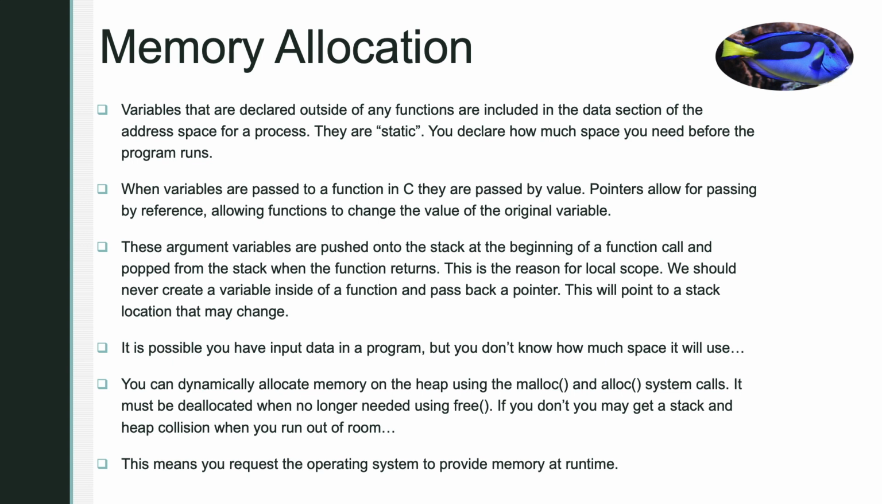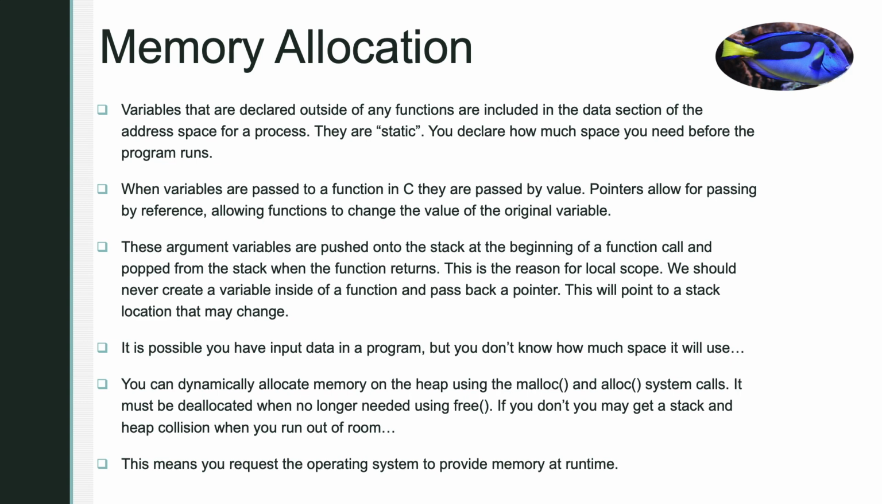As I just mentioned, we have the idea of memory allocation. When variables are passed to a function in C, they're passed by value. This means that you pass a copy of the variable, not the actual variable. So for instance, if you're inside a function, you can't change the value of a variable that's passed as an argument and have it change in the function that you called it from. It only changes within the function. This is because of the scope and because of the stack.